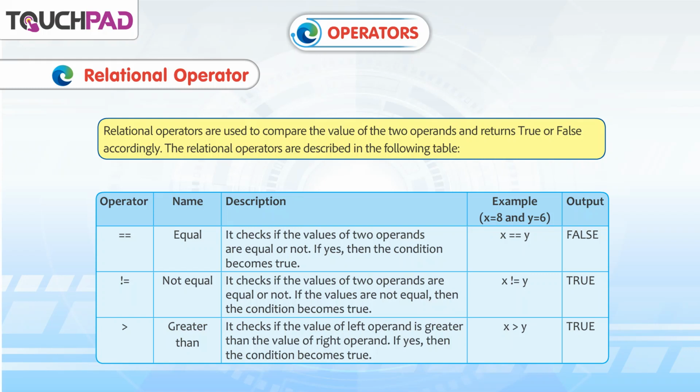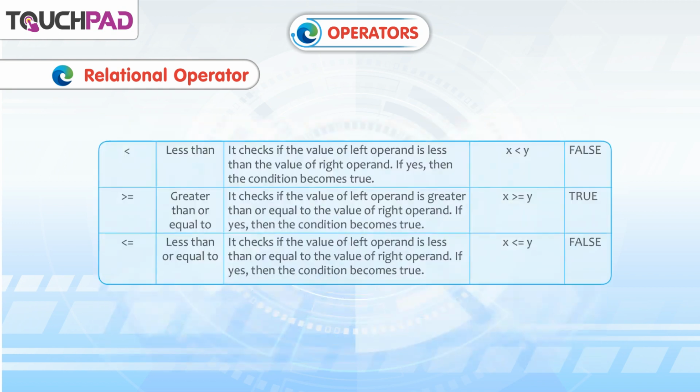X equal to y. False. Not equal. It checks if the values of two operands are equal or not. If the values are not equal, then the condition becomes true. X is not equal to y. True. Greater than. It checks if the value of left operand is greater than the value of right operand. If yes, then the condition becomes true. X is greater than y.